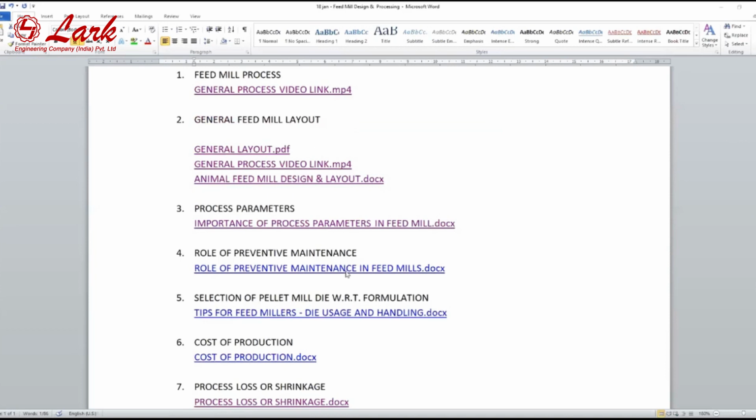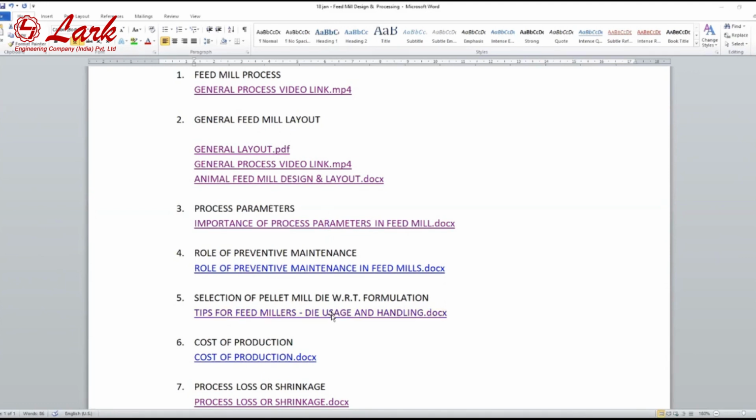Then next main role of preventive maintenance, that file I can share with all the participants. इसमें सब चीज है भी, when to change the hammer mill beaters, screen, the scraper settings of the die, the chain tight, the elevator belt checking, tightening of the belts and the intake chain conveyor, all things that we can have, we can check in our feed mill. The next important thing is the die selection with respect to the layer and broiler feed.